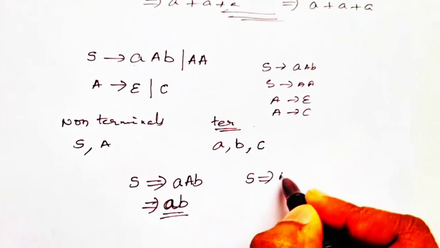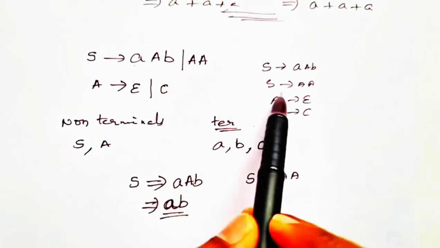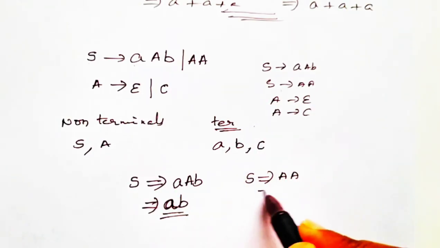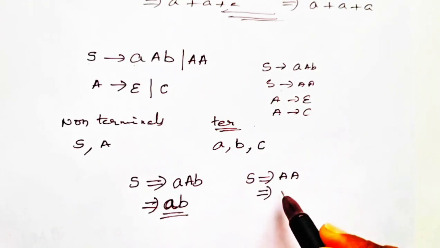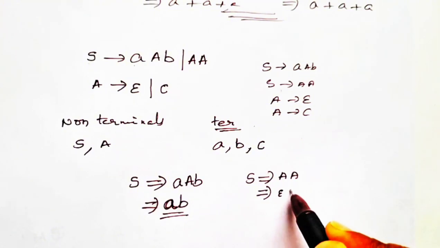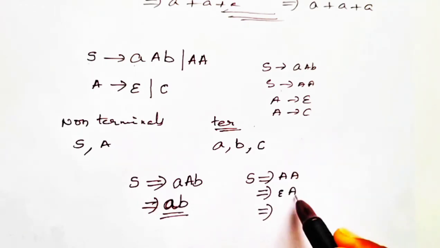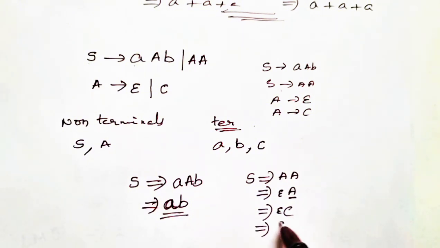Let us see one more. This time I will take second production. S goes to AA. In place of A, I can take epsilon. If I place epsilon, it will be simply A. Next I will place in place of A, let me take C. What you will get? Simply C. Like this you can derive different types of strings from any given context-free grammar.